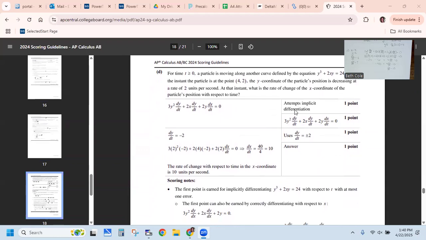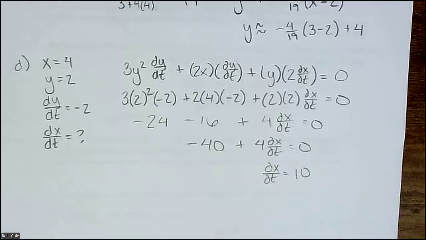Implicit differentiation. If the format of your dx/dt and dy/dt was correct, you got a point. If it is actually correct, you got a point. So it was 2 points for doing the derivative. Uses dy/dt. Why is it a plus minus 2? Should just be -2. I think that's a typo. Plug things in is worth a point. And then your final answer is worth a point. So it was worth 4. So if you only got those 2 parts, how many points did you get? 6 out of 9 is awesome. So B and C kind of don't really matter that much.